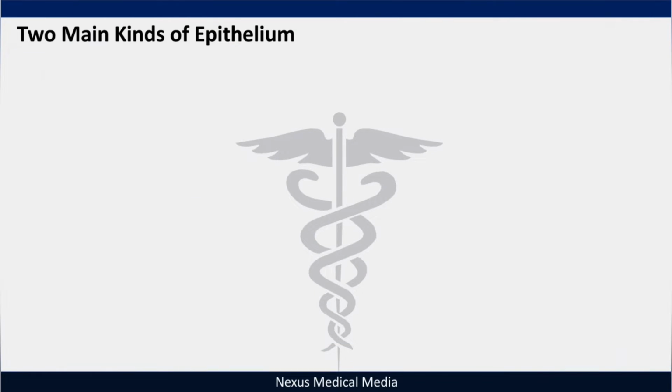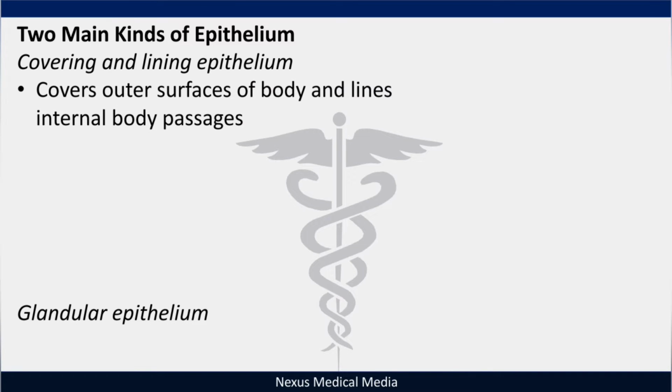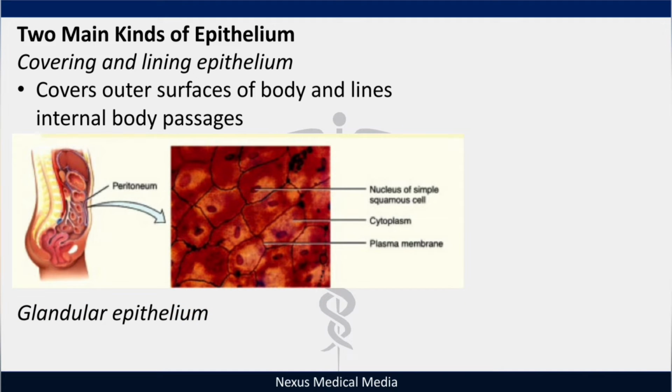There are two kinds of epithelium: covering and lining epithelium, and glandular epithelium. The covering and lining epithelium will cover the outer surface of the body and line the internal surface of the body. Right, so here is an example. This is peritoneum. The peritoneum in the abdominal cavity is actually divided into two: parietal peritoneum, which lines the wall of the abdominal cavity, and the visceral, which is intimately close to the organs, the peritoneal organs. Right, so if we zoom in here, we'll see that this peritoneum is actually an epithelium. So that's the covering epithelium.